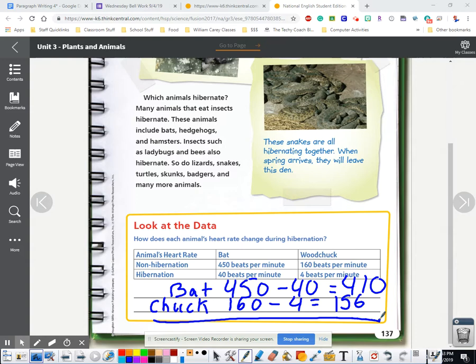But this is just a crazy amount how much their heart rate slows down, because this is what gets the blood pumping in their body, is their heart. So if it's pumping slower, there's less blood flow throughout the body.